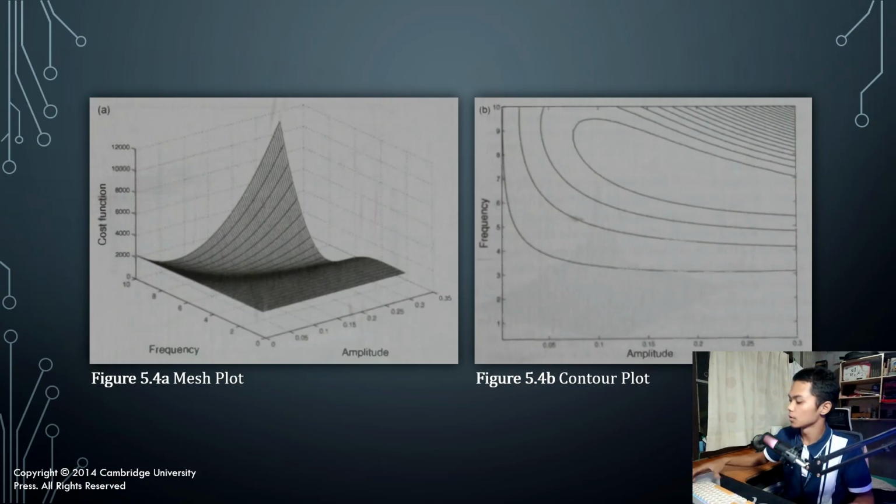So let's take a look at these graphs first. You can pause the video if you want to. Figure 5.4a is the mesh plot. Figure 5.4b is the contour plot.